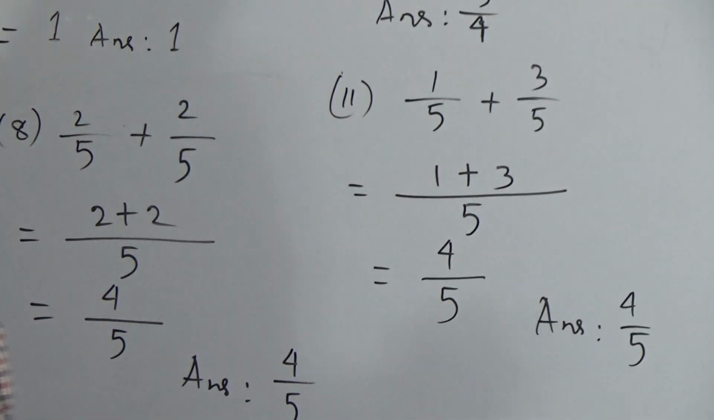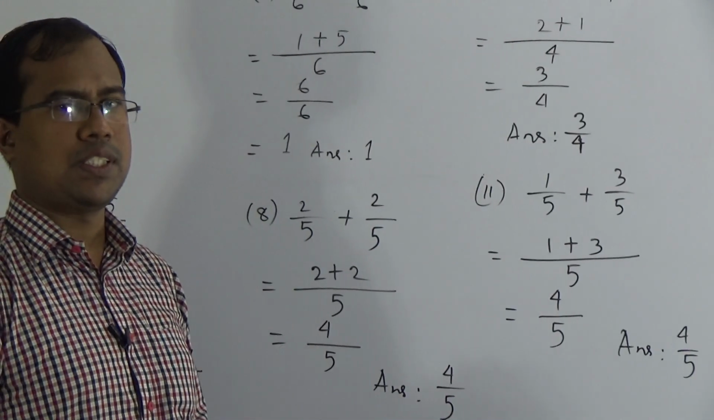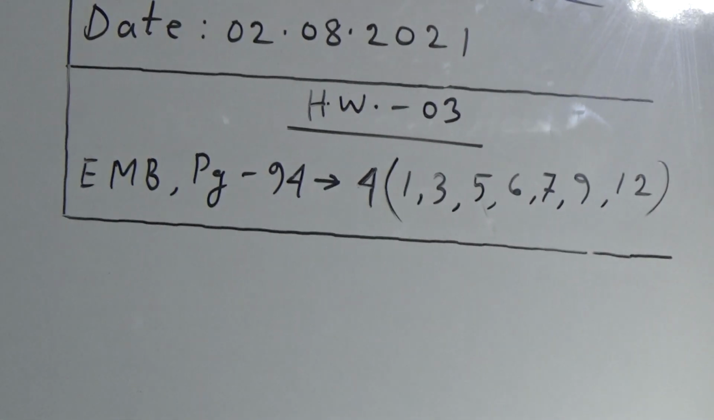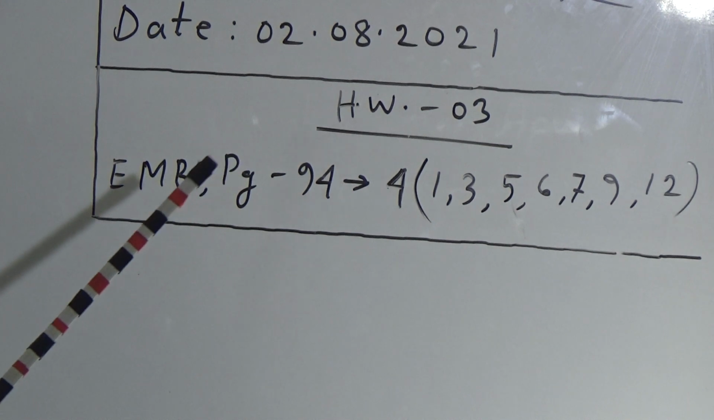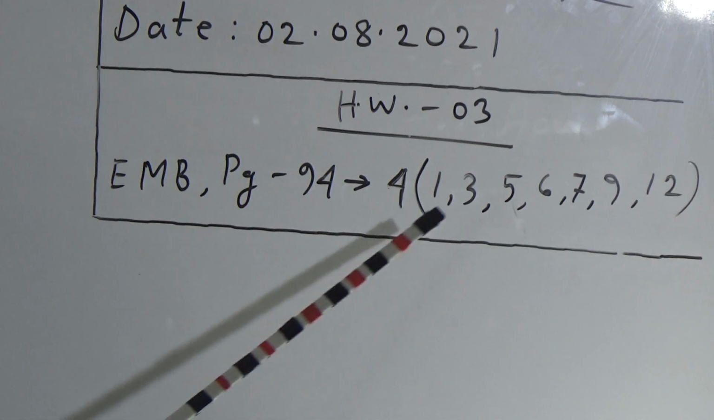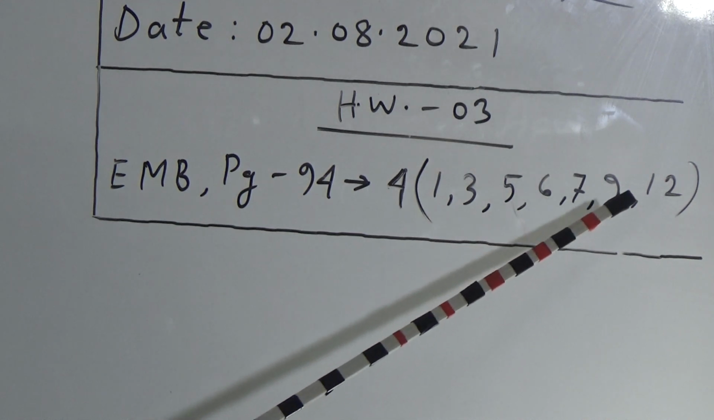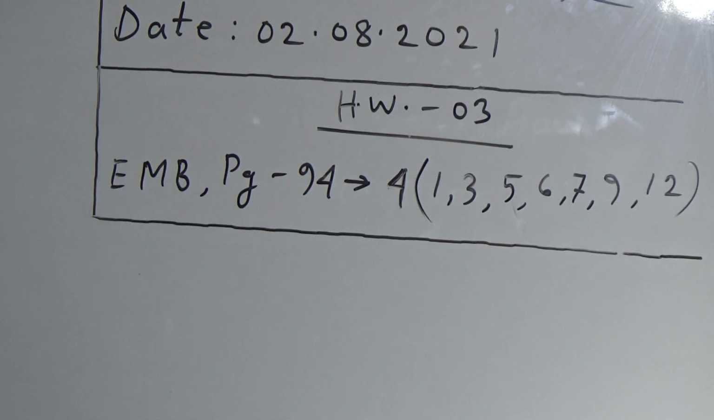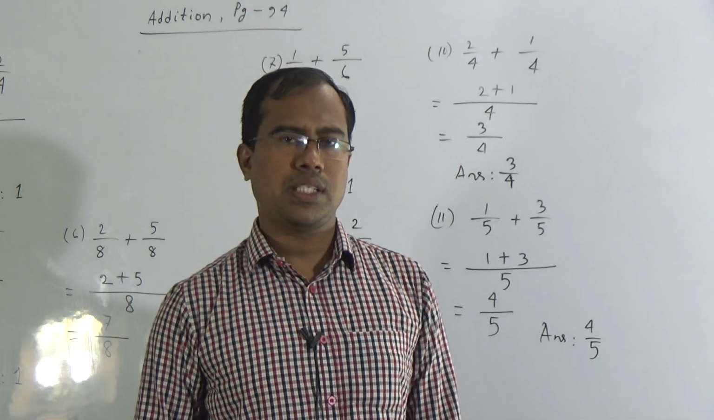Dear students, we have finished our today's CW. I hope you have understood today's class. Practice more and more at home. Now I am giving you SW. Our today's SW number 3. And the topic of the SW is Elementary Mathematics book, page number 94, question number 4, sub numbers 1, 3, 5, 6, 7, 9 and 12. I hope you will be able to do your SW properly. Do your SW and submit on next Saturday.